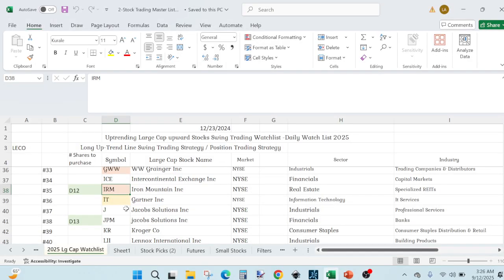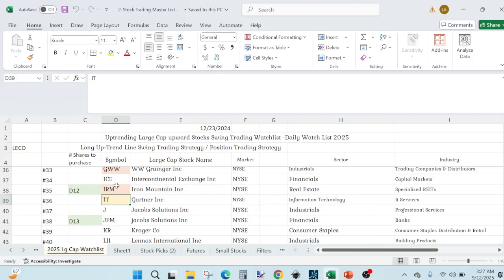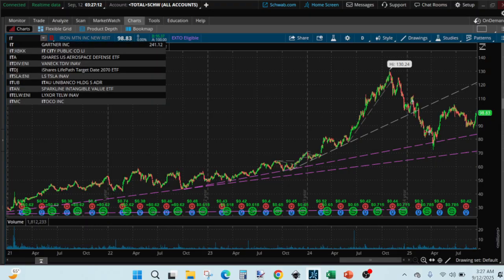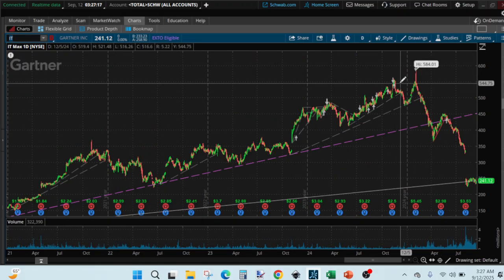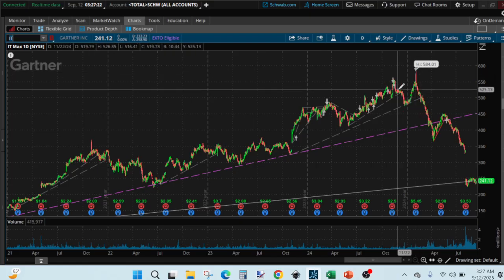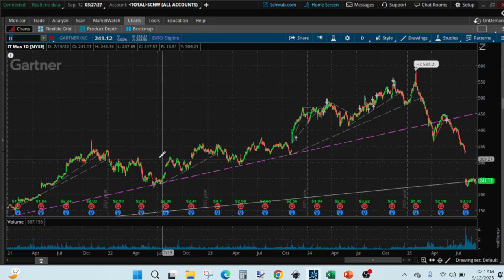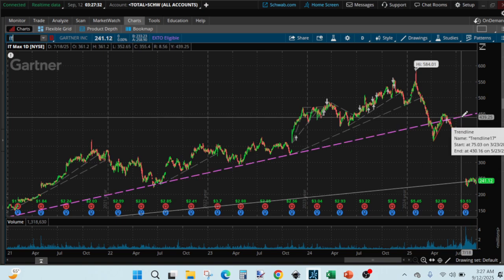So the next one we are going to analyze is IT. And this one I just have that color to show myself that I purchased it twice. So IT, we purchased that one as well. We purchased it and sold it there, and then it pulled back to this line, which is usually the line it pulls back to and goes. So we target this line to buy at.